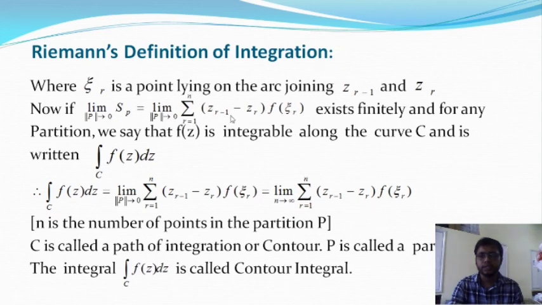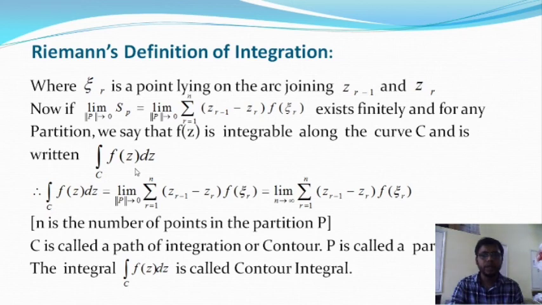So there is this limiting function that exists finitely for any partition. Say that f of z is integrable along the curve C, and it can be written as integration over C of f of z dz. So in real analysis we have seen that the integrable function is one where f of z is continuous at each of the points of a curve.